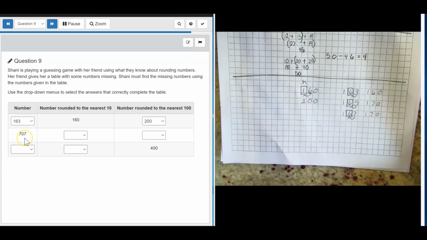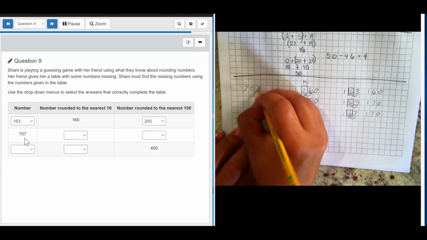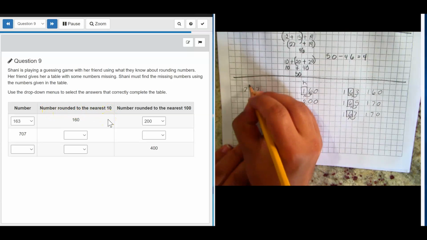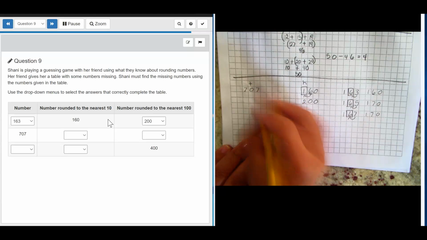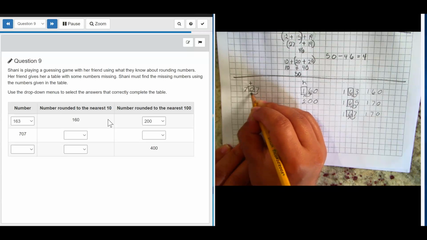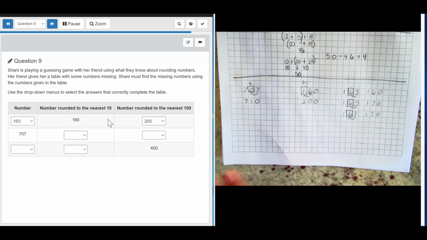Let's look at our second column. I'm going to write my number down, 707. The first column here says to the nearest 10. So I'm looking right here, nearest 10. I'm looking at this digit right here. What does the number to the right tell my tens to do? It tells it to go to 710. Let's see if we can find that one here. That's correct.